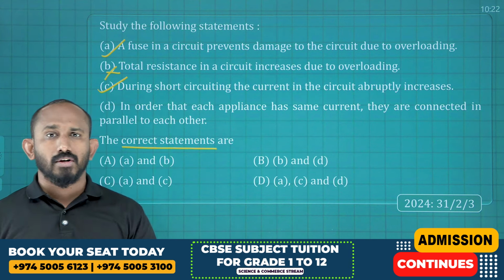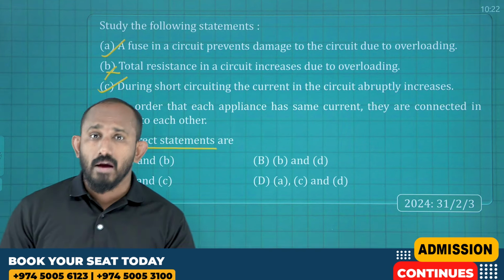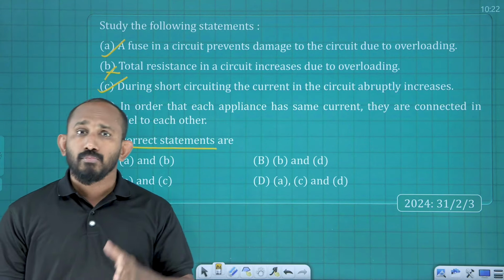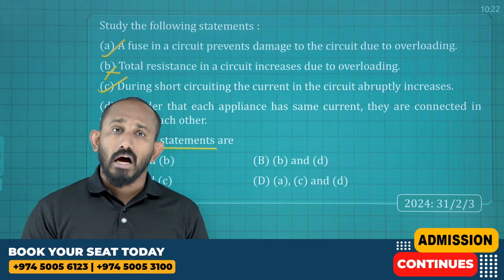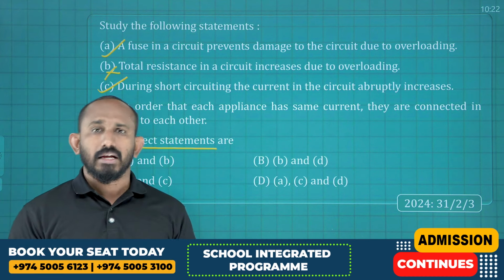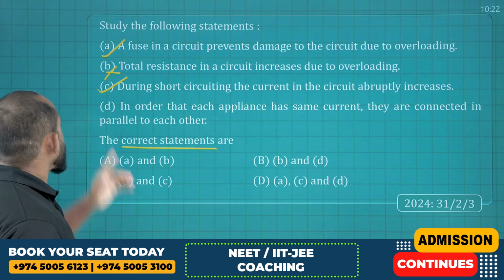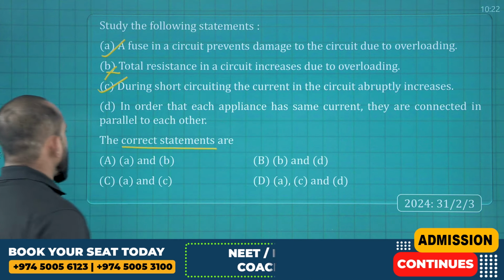But in domestic circuits, the devices which have 5 ampere or 10 ampere ratings are all connected in parallel, because if one device stops working or is damaged, the others can still work. In that aspect, we connect them in parallel. So here, A is correct and C is correct.